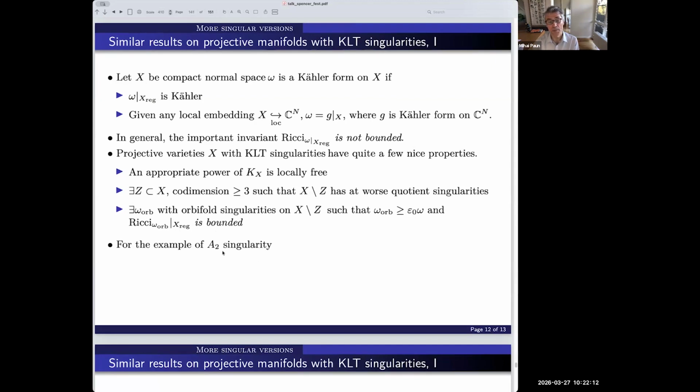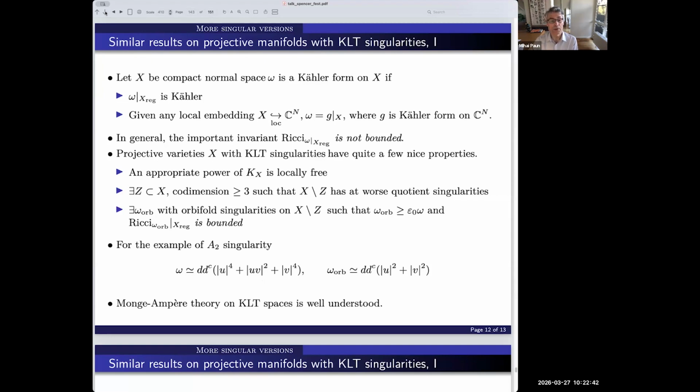For example, let's look again at this A2. The omega that we got, as I explained a few seconds ago, looks like the Hessian of this expression. But the omega orb looks much nicer, right? It is quasi-isometric to the Euclidean metric.